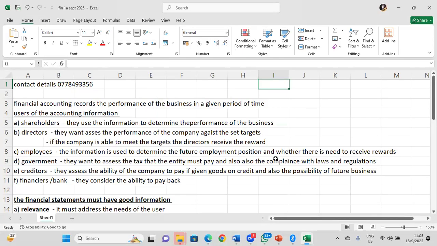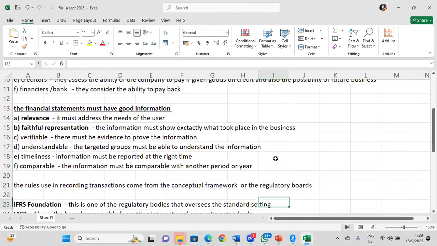So we have people who use the information we've prepared: the shareholders, those that invest money in the company, who need to know how the company has performed. We have the directors of the company, the employees, the government, the creditors, and the bank. All these are regarded as users of accounting information. They use the information we have recorded to make decisions that can either improve the company or decide whether to give the company loans. So as financial accountants, we record the information so that these users can use it.